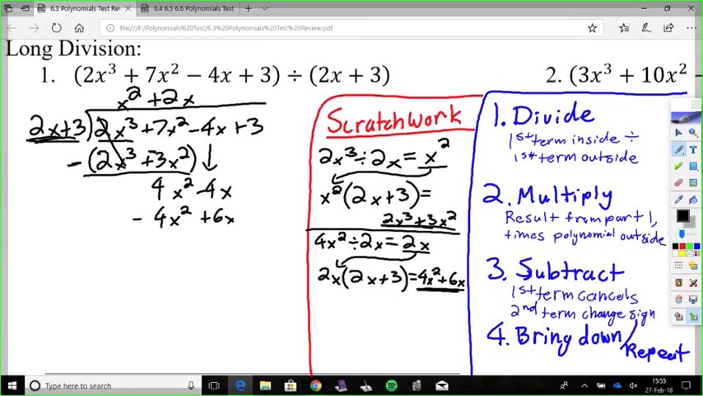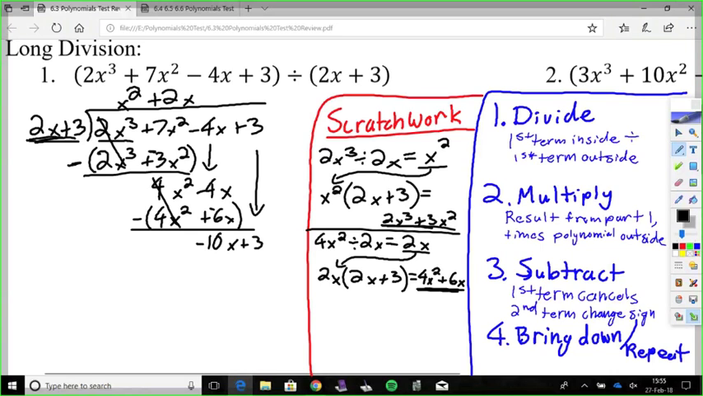So step 3 is we're going to subtract. The first terms will cancel. They should always cancel. And for the second terms, we're subtracting 6, so change the sign here and make it more of a minus 6. And negative 4 minus 6 is going to be negative 10x. And then step 4, bring down the next term, plus 3.